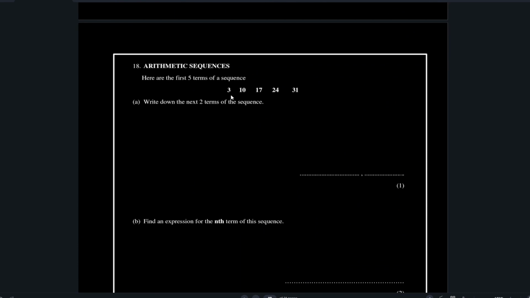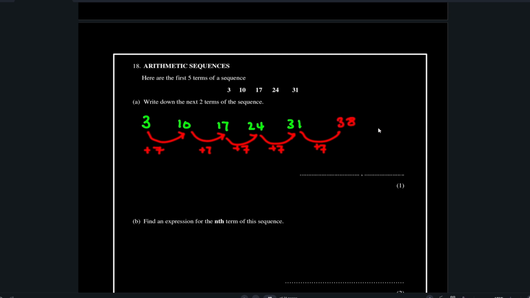You are moving from 3 to 10. What have you done to it? From 10 to 17, what is done to it? You can see from 3 to 10, we have added 7. We have added 7. We have added 7. So what will prevent us from adding 7 here? 31 plus 7 is going to translate to 38. What will prevent us from adding 7 here? Because that is the pattern. And then 38 plus 7 will be 45. Yes. So these are the next 2 terms that you were asked.